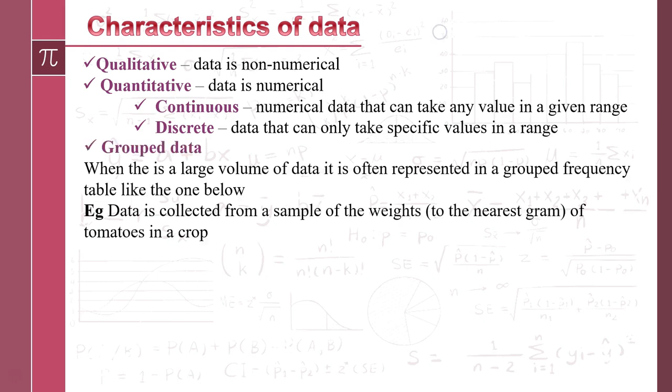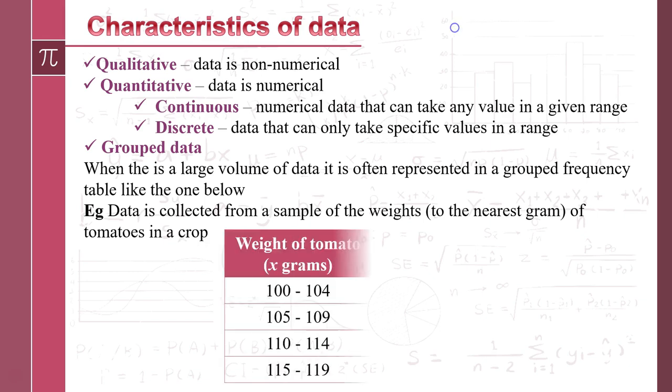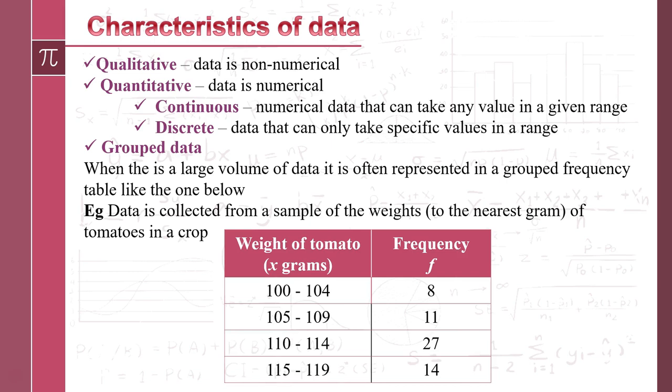Group data, that's just when all the data is put into groups. So for example, you'll be familiar with tables that look like that, where we've got weights and the data's all been collated into groups. So you don't know the actual value for each individual piece of data, but for example, there's 8 pieces of data within that particular group.